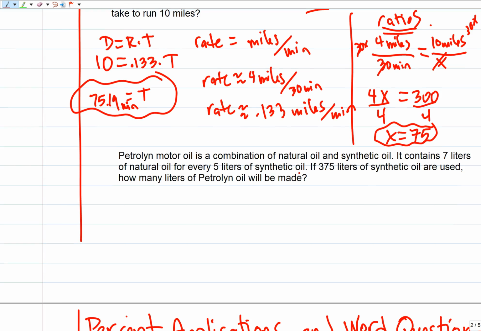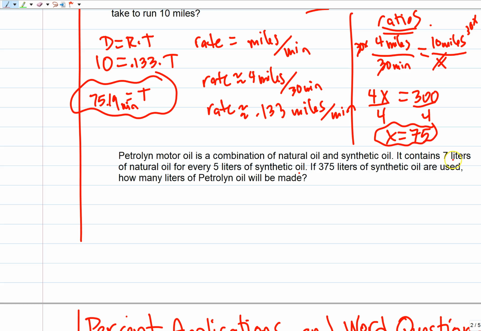Okay. Petroleum motor oil is a combination of natural oil and synthetic. It contains 7 liters of natural for every 5 liters of synthetic. If we use 375 liters of synthetic oil, how many liters of petroleum oil will be made? Okay.